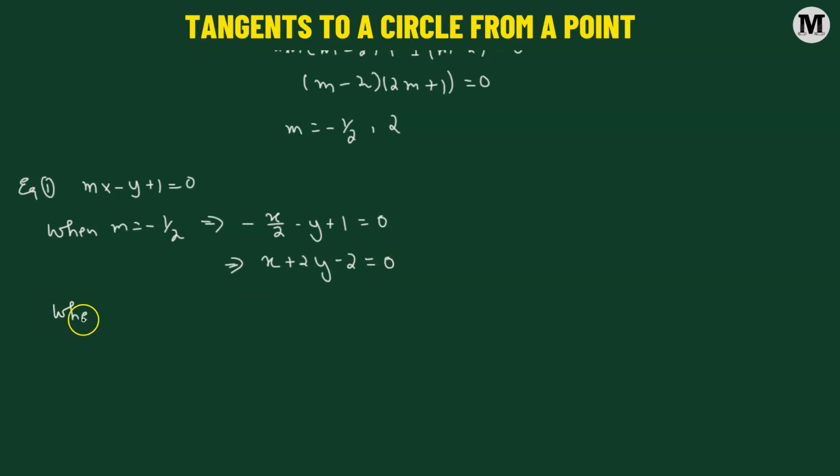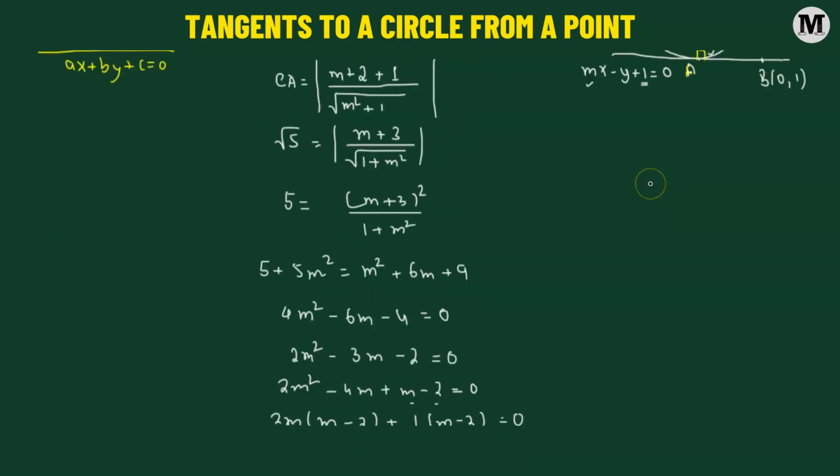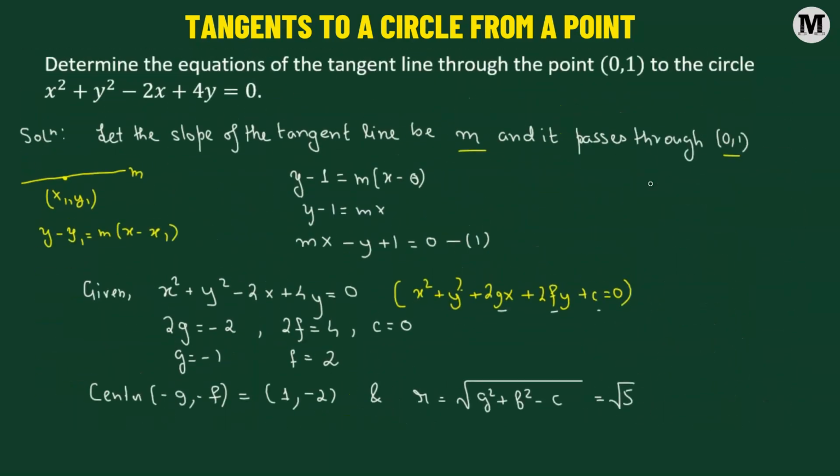And when we take the m value to be positive 2, then we get 2x minus y plus 1 equals 0. This is the other equation. So these are the two equations of the tangents to the circle, which is given by the equation x squared plus y squared minus 2x plus 4y equals 0, and they are going to pass through the point (0, 1).